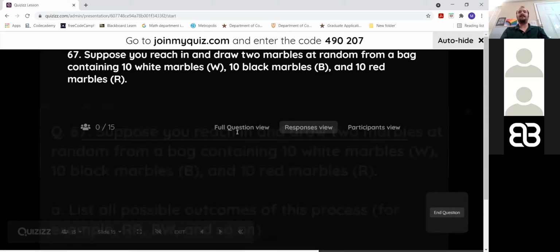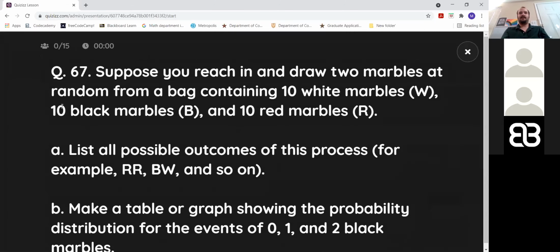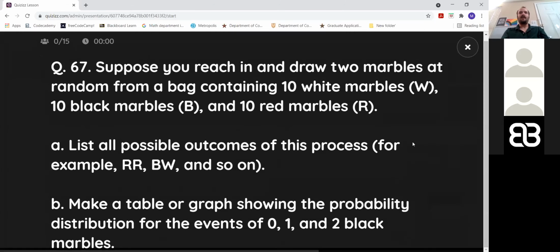All right, so now we're doing marbles. I'm gonna lose my marbles. Suppose you reach in and draw 2 marbles at random from a bag containing 10 white marbles, 10 black marbles, and 10 red marbles. The first thing is we want to list all possible outcomes of this process.